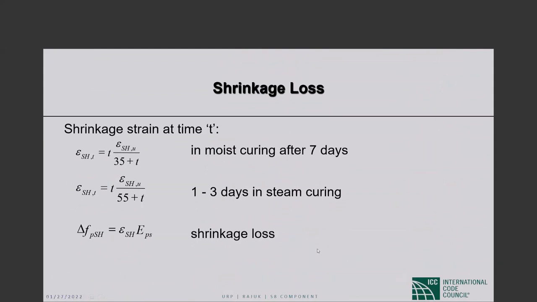So these are the shrinkage ratios at time t. This is the ultimate shrinkage strain. So what you do is you figure out what ultimate strain to use based on the previous slide. Then t is in days. So this is a simple equation. If you're using moist curing after 7 days, this is the equation to use. This gives you the actual shrinkage strain, time dependent, at the time. This is steam curing. If you're using steam curing, this is the equation to use. And then after you figure out that strain, it's a very simple matter of using Hooke's law by multiplying it by E of the steel to get the shrinkage loss. So there are ways out of the complicated formulas. There are simple equations that can be used.